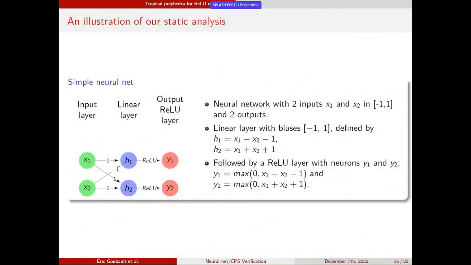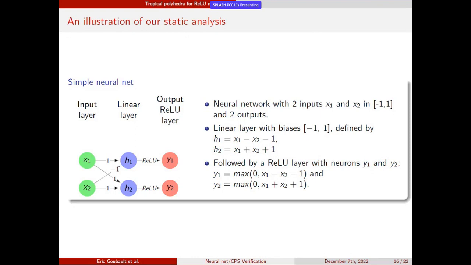Now, to illustrate a little bit our analysis on an example, let's look at a very, very simple neural network with only one layer, one linear and one ReLU layer. We start with only two inputs, x, that are in a square, from -1 to 1. Then we apply the linear layer, so we turn a little bit the square, we move it, and we get to the hidden layer in h. And then we apply the ReLU layer, and we get y.